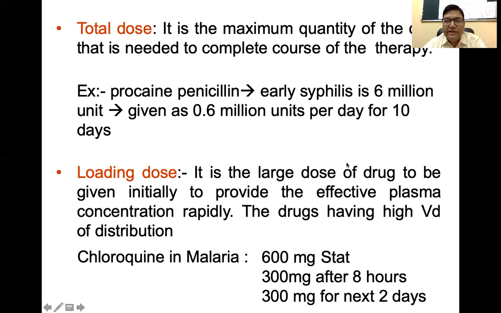Loading dose is the large dose of a drug to be given initially to provide the effective plasma concentration rapidly. For drugs having a very high volume of distribution, we have to give the drug as a loading dose so as to completely reach equal concentration in all the compartments of the body. A classical example is chloroquine in malaria. The loading dose is 600 milligram stat, then after 8 hours we give 300 milligram, and 300 milligram for the next 2 days. These 300 milligram are the maintenance dose, so as to maintain the concentration of chloroquine in the body.